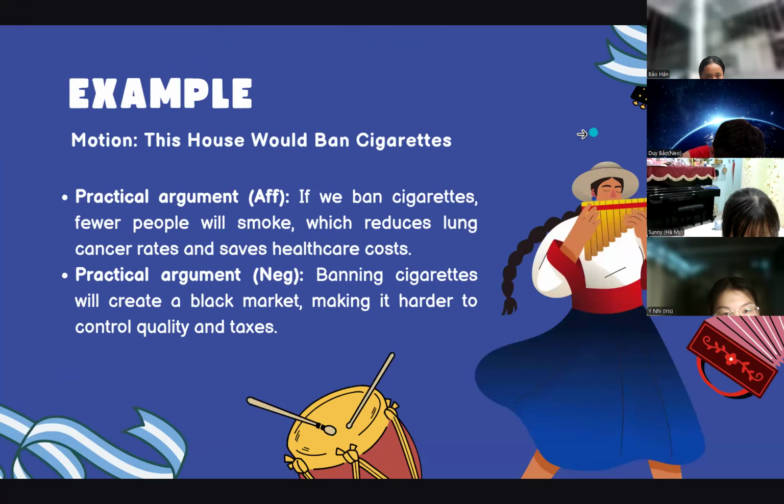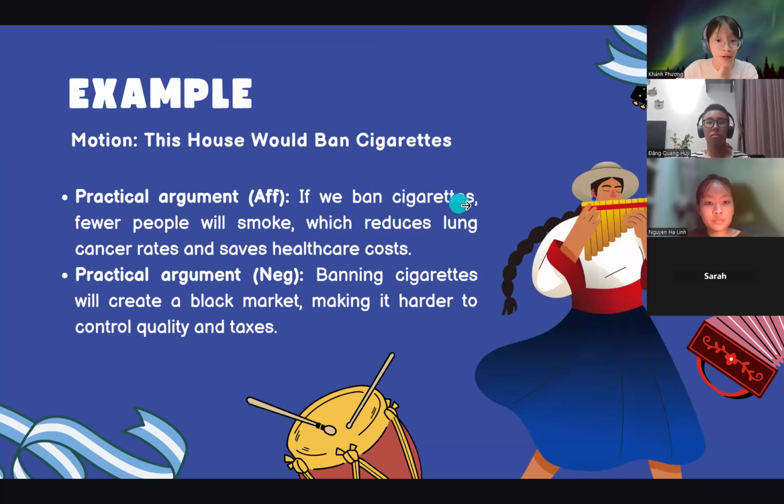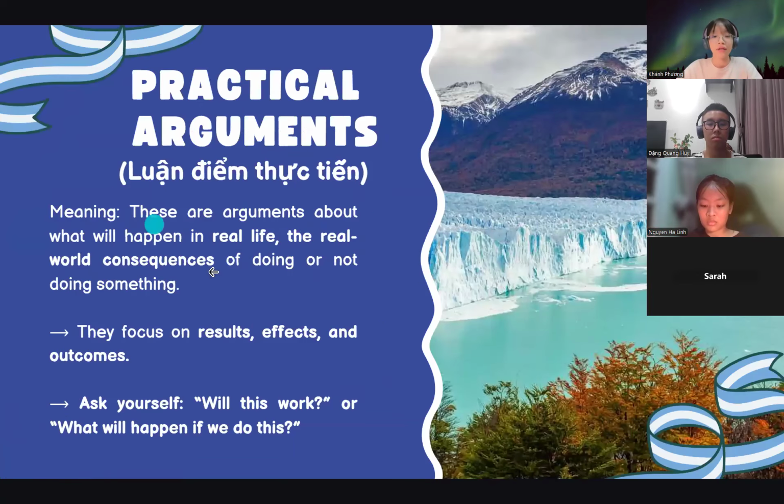Okay, so this is an example. This house would ban cigarettes. So the practical is that if we ban cigarettes, then yes, the outcome is that fewer people will smoke, it reduces lung cancer, and it saves healthcare cost. On the negative, I can say, okay, banning cigarettes will create a black market, making it harder to control quality and taxes. That's basically practical. Your argument has results, effects, and outcomes. And this is the most popular type of argument.